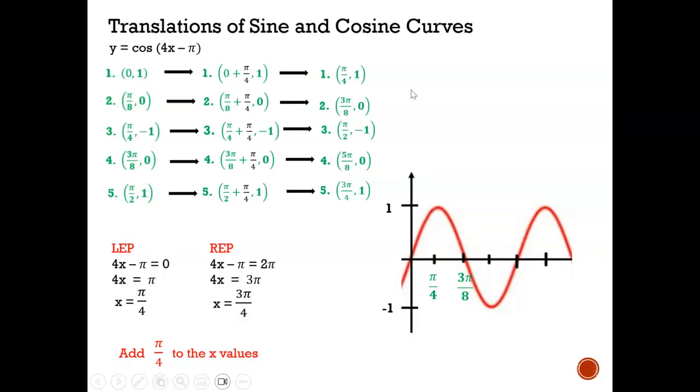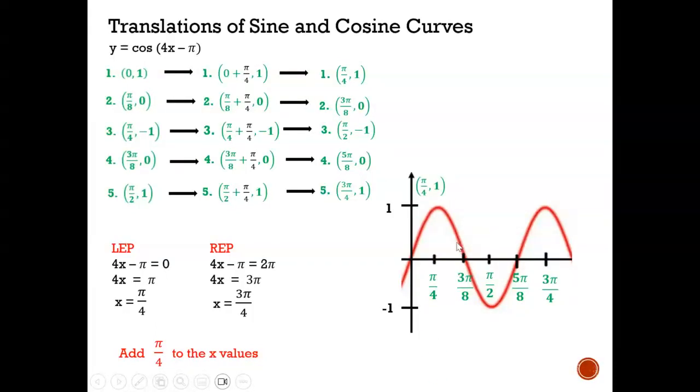This is 3 pi over 8, right? This is pi over 2. This will give us 5 pi over 8. And here will give us 3 pi over 4. So the graph, guys, only goes from pi over 4 to 3 pi over 4. Okay, now, what's my first point?